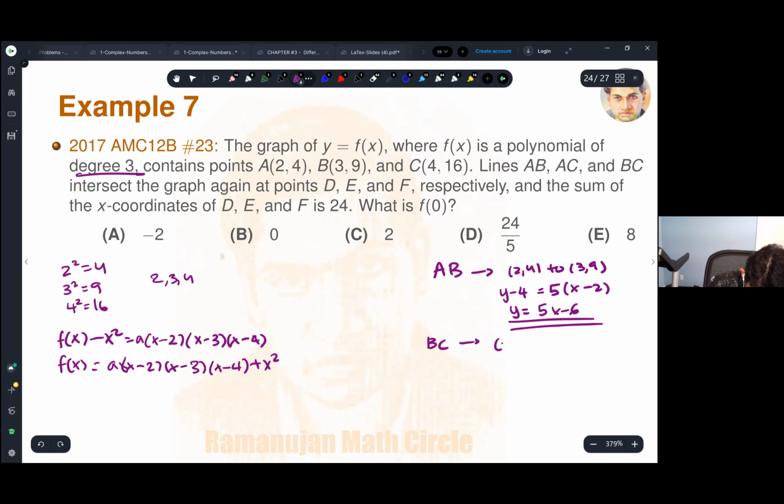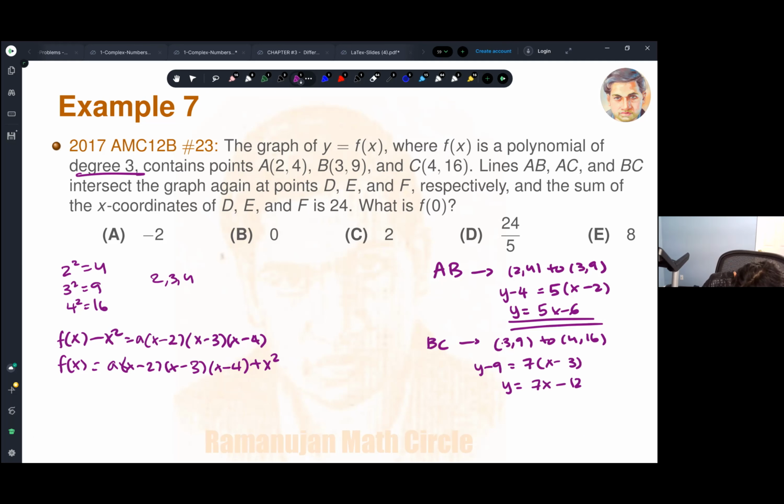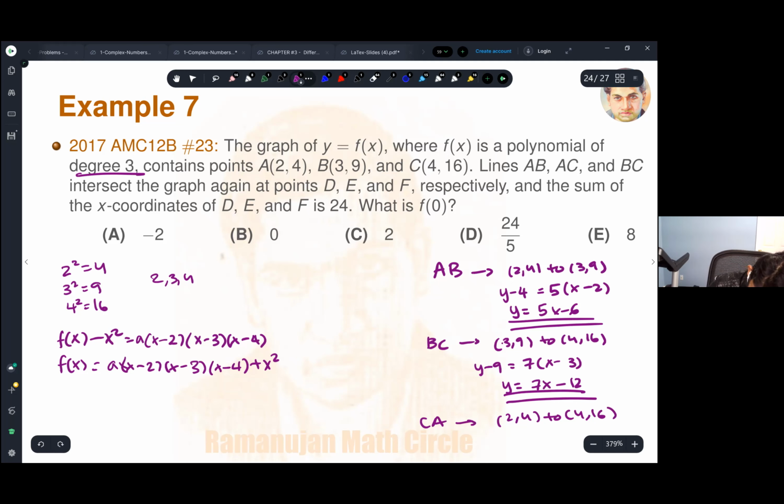BC is from 3, 9 to 4, 16. So it's 7 times x minus 3 and then y minus 9. So y is equal to 7x minus 21 plus 9, which is 7x minus 12. And so that's the second one. And CA, obviously from 2, 4 to 4, 16. So the slope is 12 over 2, so 6, x minus 2 and y minus 4. So y is equal to 6x minus 8. So that's our third one.